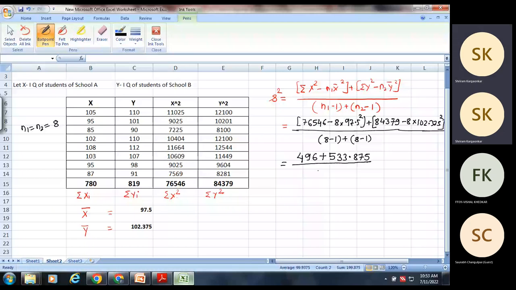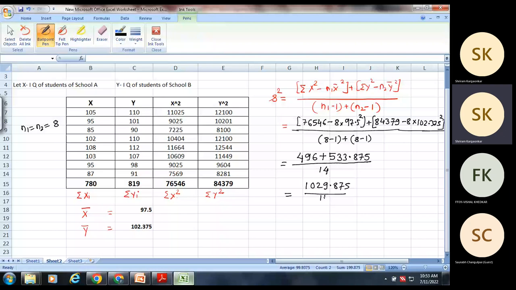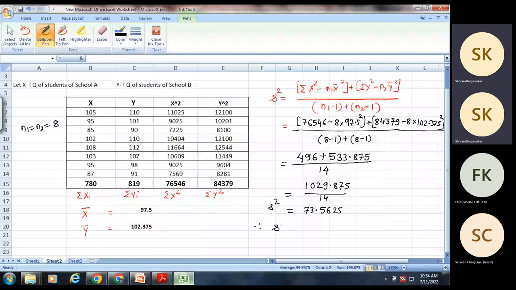So if I add all these things, 496 plus 533.875, the total will be 1029.875 upon 14. This will give me the sample mean square. Divided by 14, I get 73.5625. This is the sample mean square, but I want the sample root mean square. So take the square root of it, and it will be 8.5768. So this is the value.